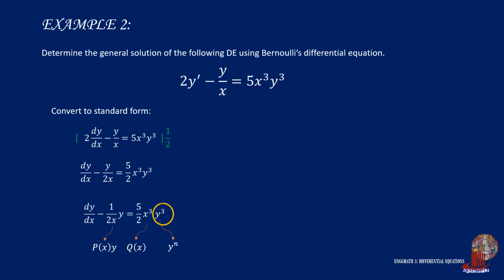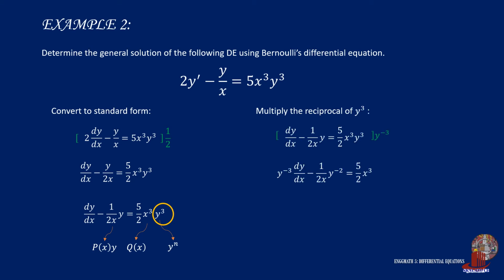The second step is to multiply the whole equation with the reciprocal of y raised to n, and that is y raised to negative 3. And the resulting equation becomes y raised to negative 3 times dy all over dx minus 1 all over 2x times y raised to negative 2 is equal to 5/2 of x cubed.